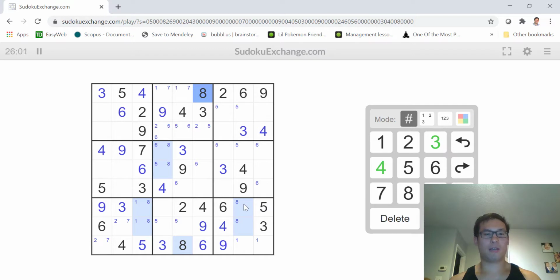Oh, these 8s also technically make an X-wing as well. Just in case you were wondering. Probably weren't. I'm going to quickly highlight where else 8s can go. I don't know why, I just want to... 8 can go here, here, all along there. 8 can go here or here.